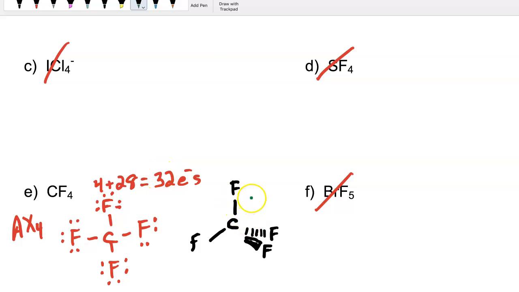And you might be asking, well, how do I determine if this is polar or nonpolar? Well, fluorine is definitely more electronegative. It's 4.0. Carbon is 2.5. So big difference in electronegativity. So with the arrows, I have one pointing up, and then these arrows are all pointing toward the fluorines. Now the question is, do these arrows cancel each other out? And the answer is yes.